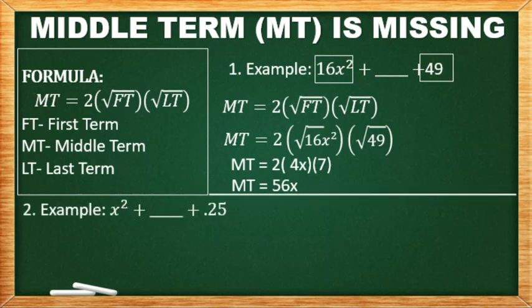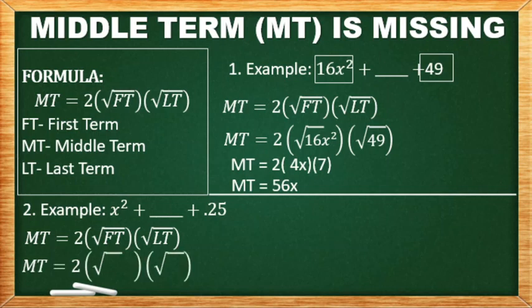Example number 2. x squared plus blank plus 0.25 or 25 hundredths. A decimal number is our last term. Given the formula, Mt is equal to 2 times the square root of Ft times the square root of Lt. Next step, make it blank. What is our Ft? x squared. And what is our Lt or last term? 0.25.